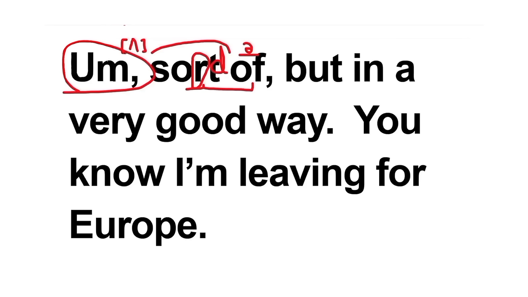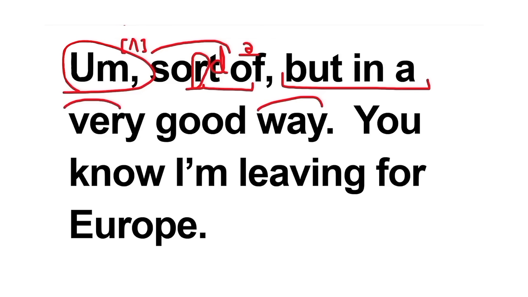Sort of, but in a very good way. The first syllable of the word very, and the word way, in but in a very good way, are the most stressed. Do you hear how fast this string of function words is? But in a, but in a, but in a, but in a very good way.